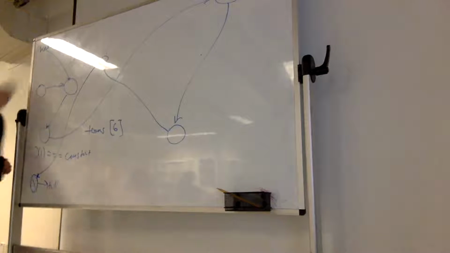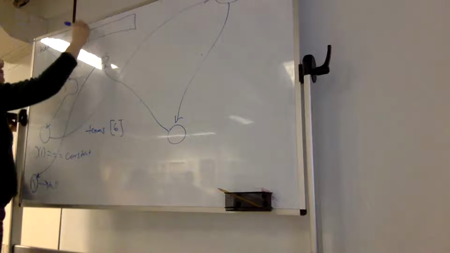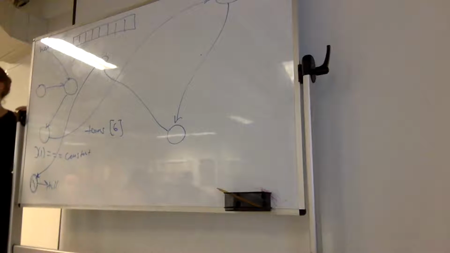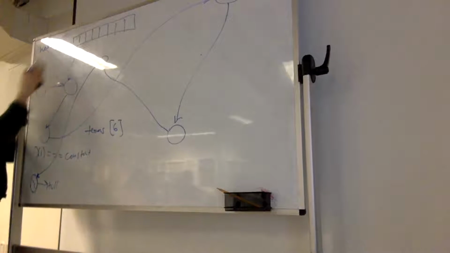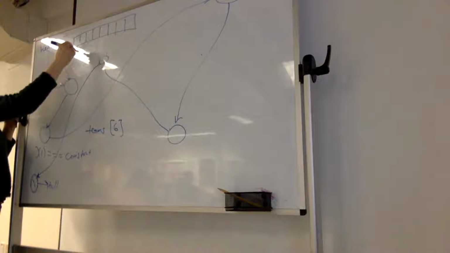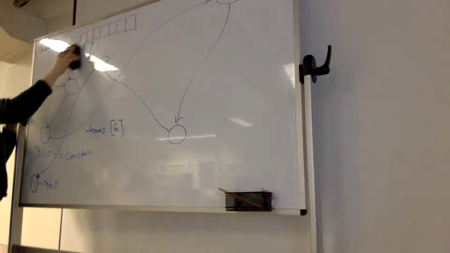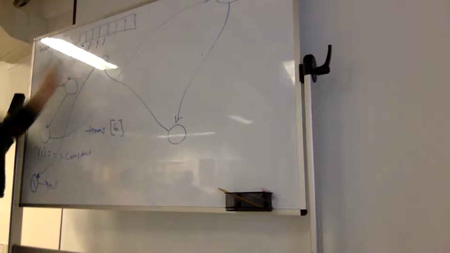Right. O of 1. Do you remember what the runtime was to delete the first item in an array? Constant. No, it's O of N, because you have to move everything forward, right? Because right now we have 0, 1, 2, and so forth. And if you delete the first one, you have to reset the numbering of the array.